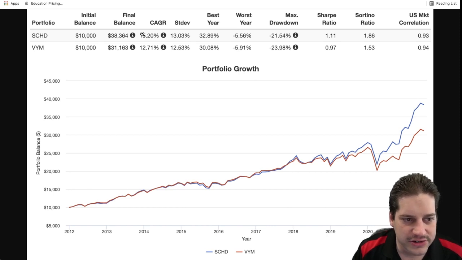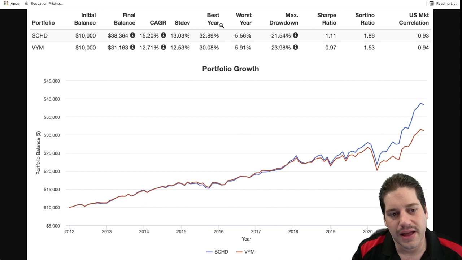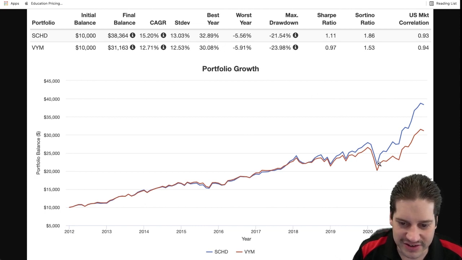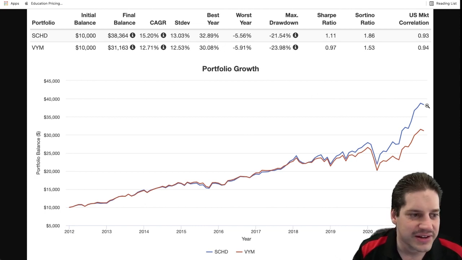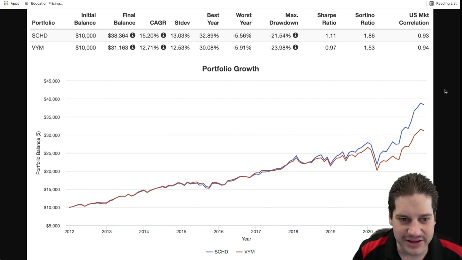The CAGR is actually 15.2% over this timeline, which is pretty cool. Best year is 32%. I assume that's 2020 to 2021, which was a great bull market year for everyone. And yeah, it's pretty similar. The correlation with the market is actually spot on with VYM, so they both follow the market. If the market goes up, it goes up.